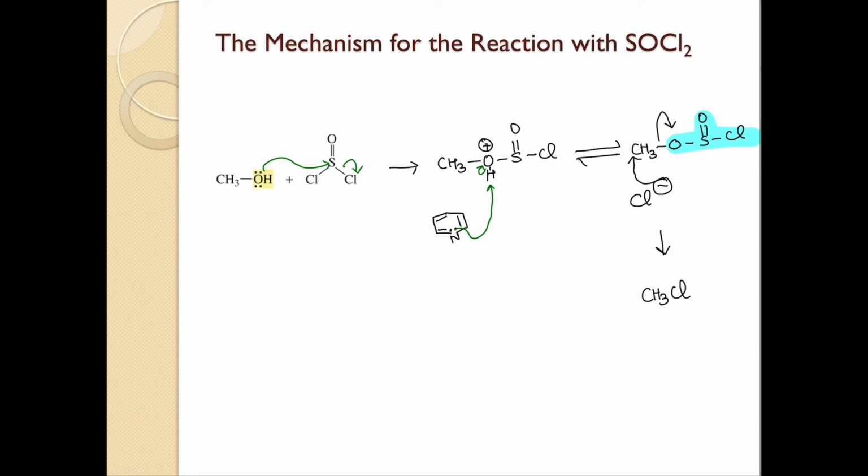Okay, so this is called the chlorosulfite group. And in the previous example, where we had the reaction with PBr3 or PCl3, we'll be forming the bromophosphite or chlorophosphite group. This is going to be a good leaving group.